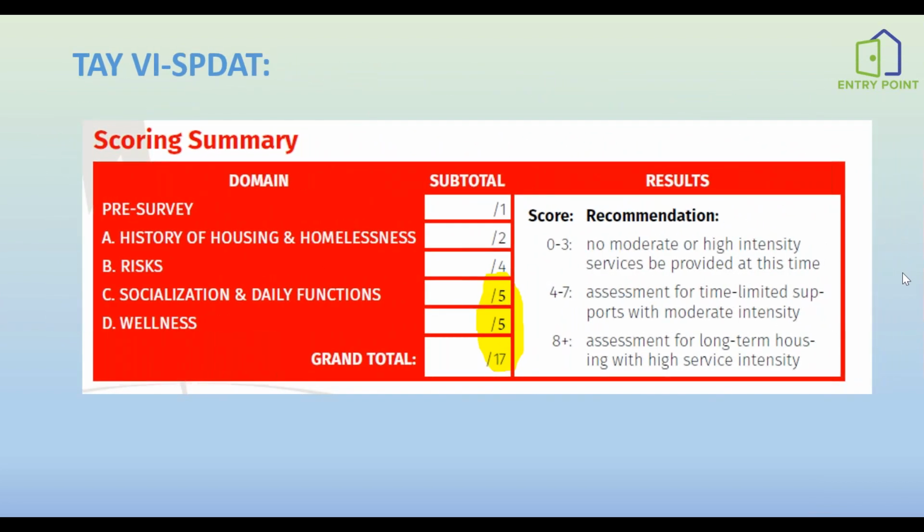So there's our transition age youth VI SPDAT. Again, don't trouble yourself much with the scoring summary because HMIS does it for you, but we see the same possible grand total of 17 points that we have on the adult single VI SPDAT, individual VI SPDAT.